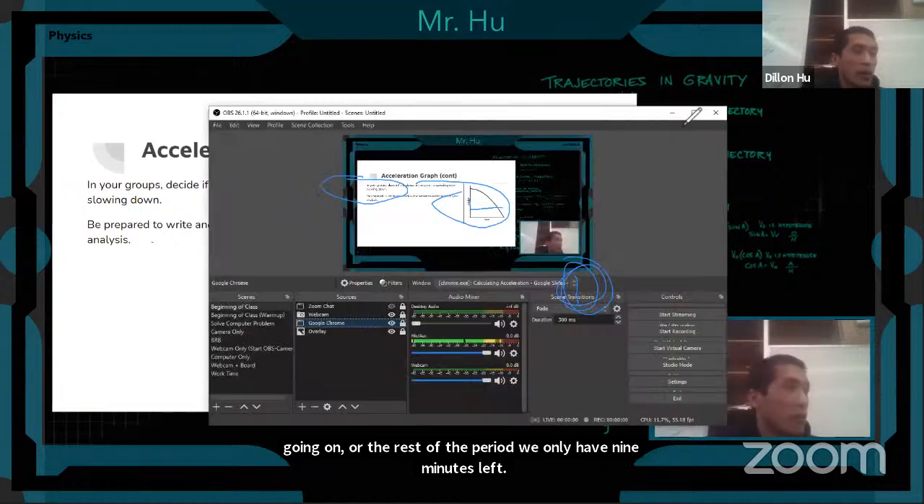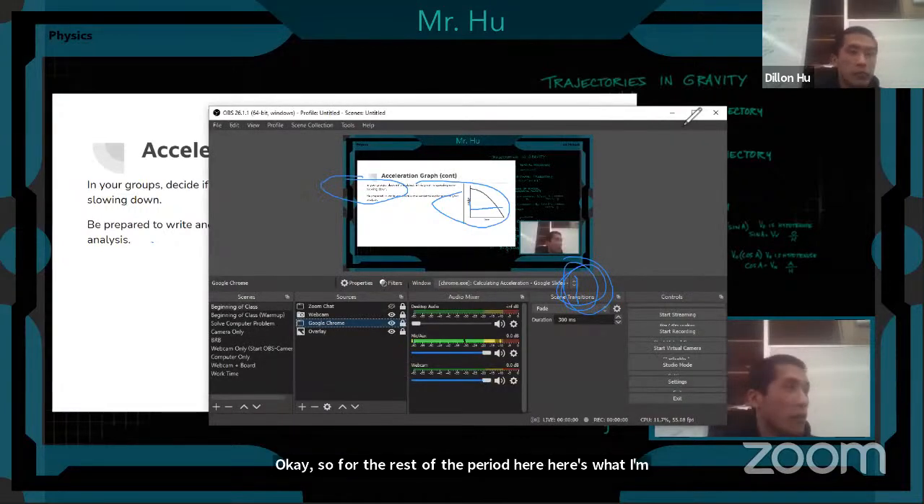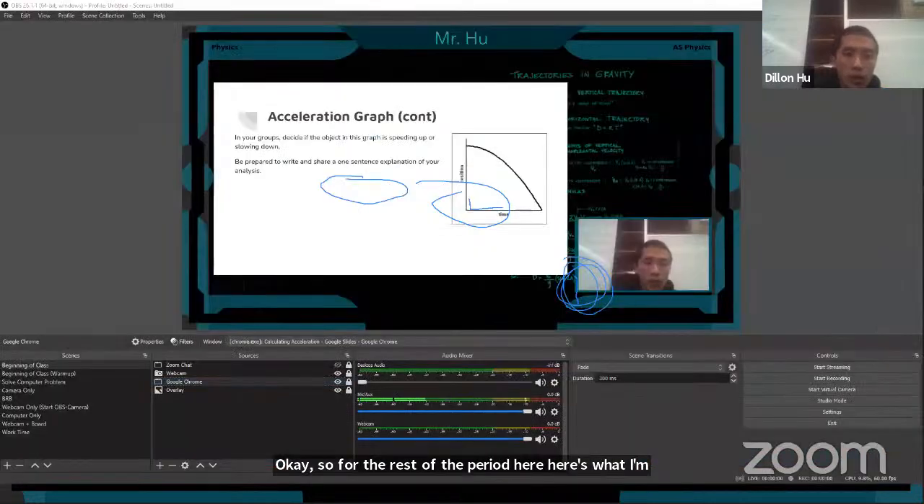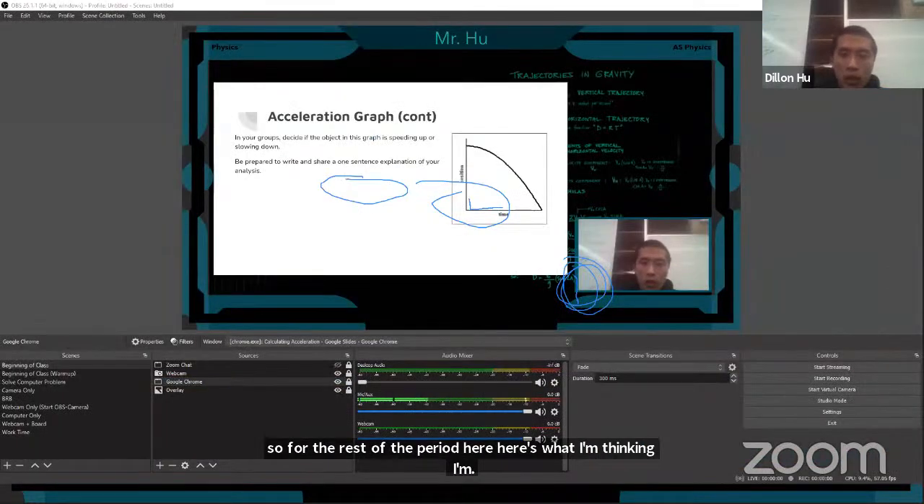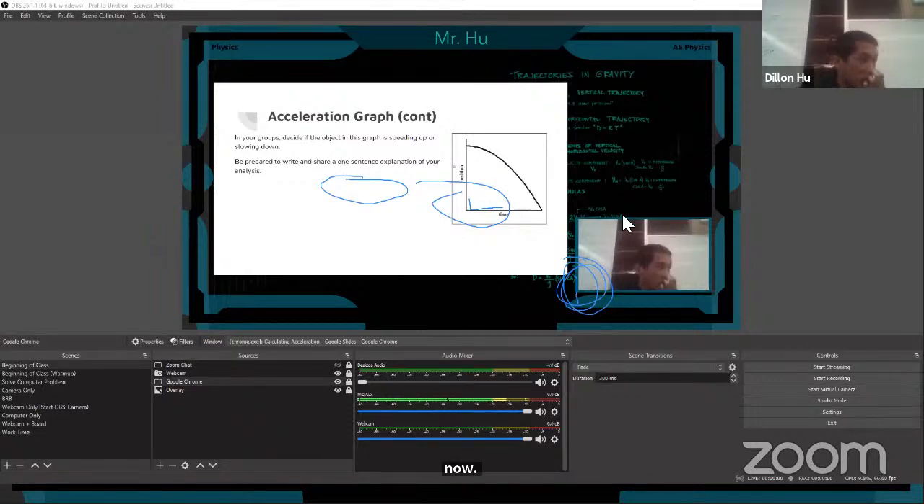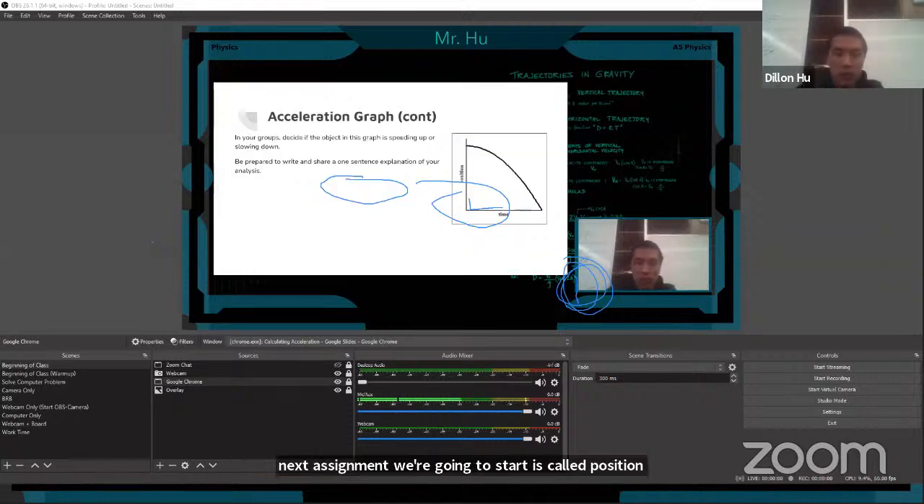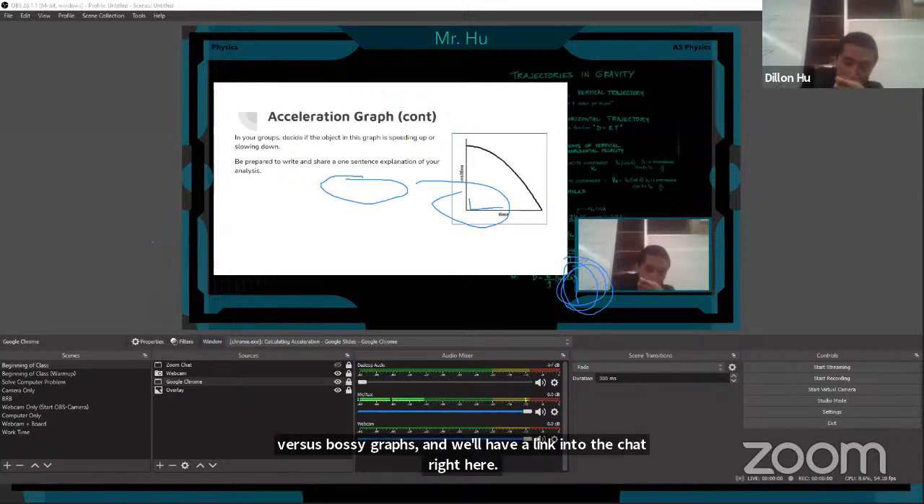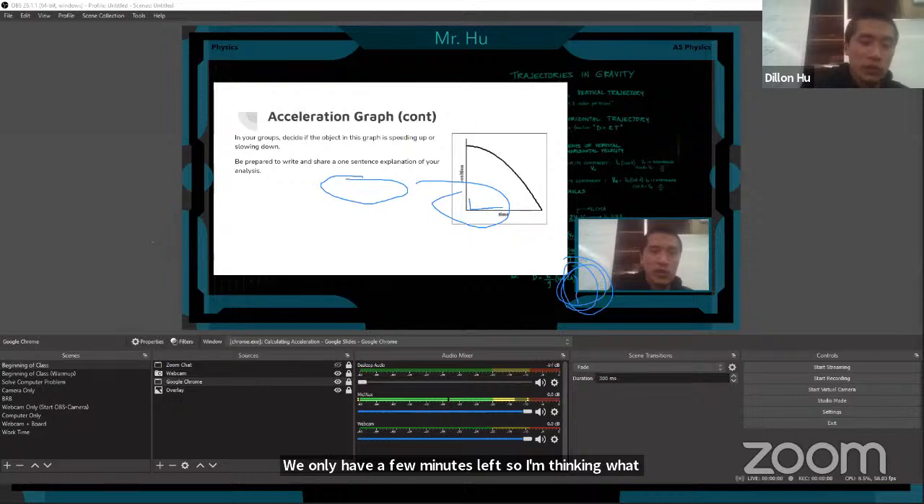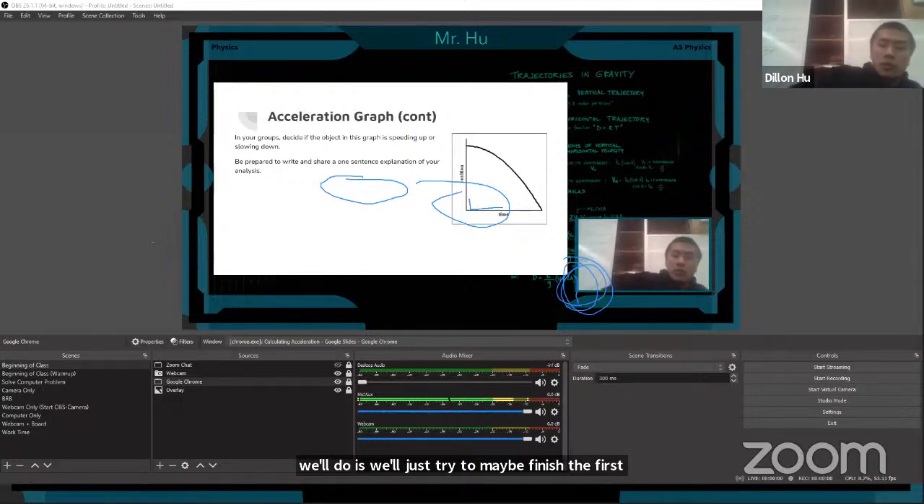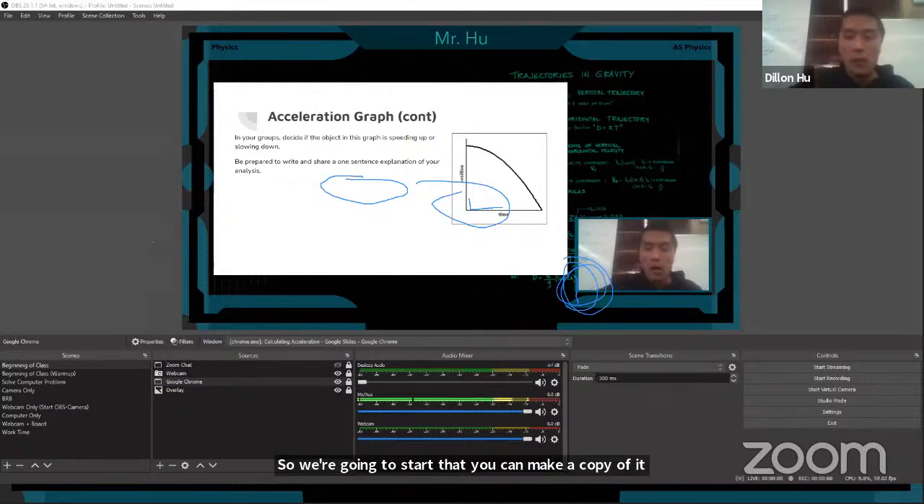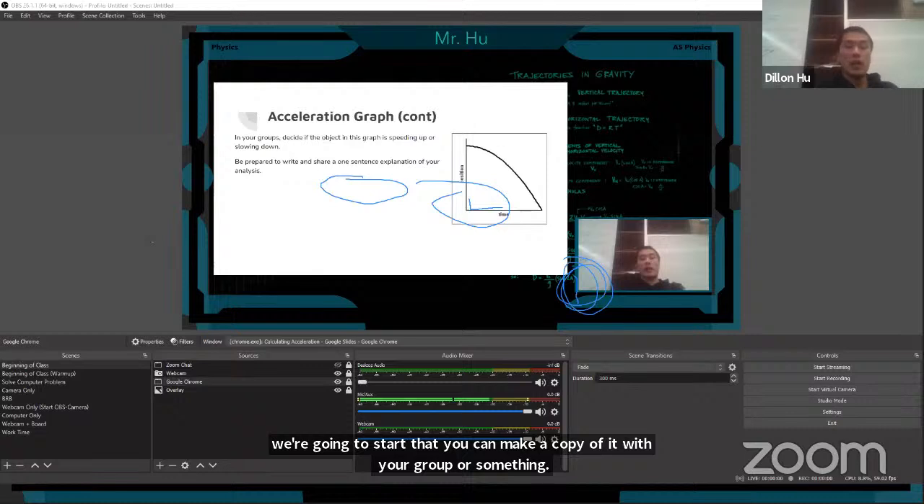Okay, so for the rest of the period here, here's what I'm thinking. The next assignment we are going to start is called position versus velocity graphs. I'm going to link it in the chat right here. We only have a few minutes left, so what we'll do is try to finish the first question, since the first question is pretty much what we just did. So we're going to start that. You can make a copy of it with your group or something. And then we'll bring everyone back around 1:09.